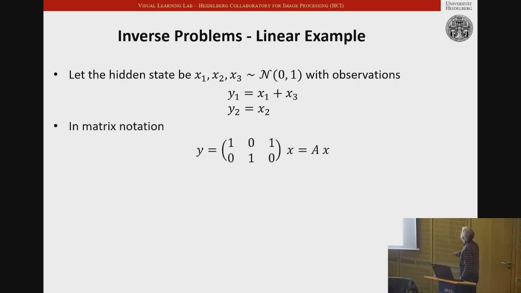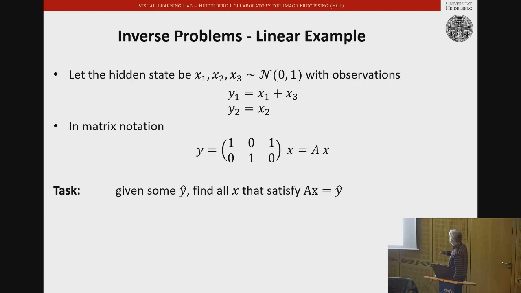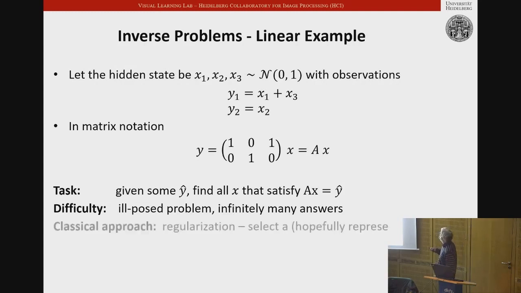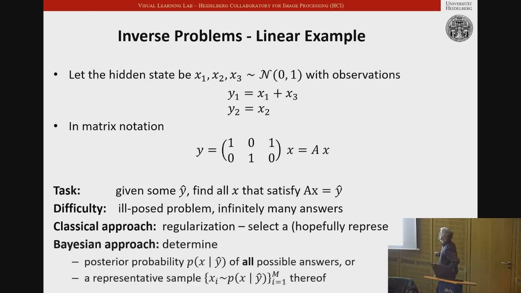In matrix notation, that just looks like this. And then you see that the matrix A is non-invertible. We would like to find all the x's that satisfy this linear equation. This is an ill-posed problem, so we have infinitely many solutions. Of course, in the linear case, it's easy to solve. If one wants to reduce this to a deterministic thing, then one would determine the null space of the matrix A and choose one solution from the null space which satisfies the regularizer. The Bayesian approach would give the probability distribution of all possible answers, or a sample from that distribution. If we are not able to find a formula, then a sample is the second best option.